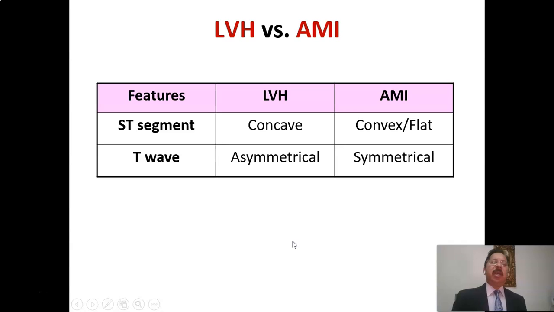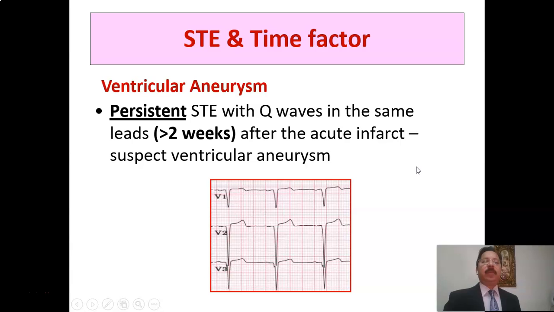We have already discussed that if the ST segment elevation is concave, it may be some other cause, like in the previous ECG it was left ventricular hypertrophy, but in a case of acute myocardial infarction it's convex or flat. Then the time factor: the ST segment settles with time, within 2 weeks, but if it persists after 2 weeks of acute myocardial infarction, then you suspect ventricular aneurysm.